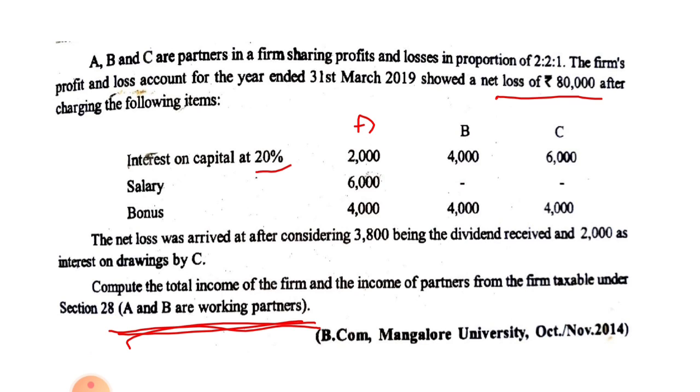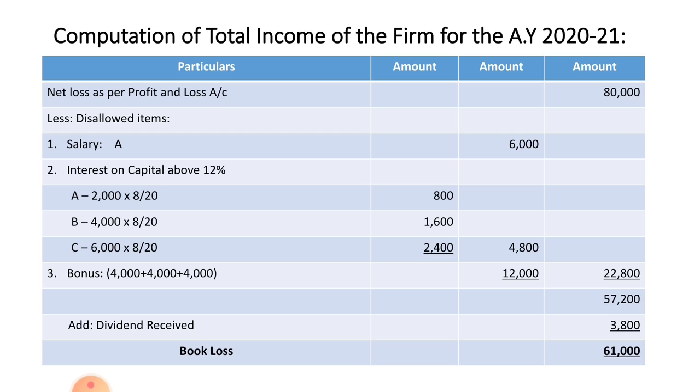and 2,000 as interest on drawings by C, which you should not consider. Next, compute the total income of the firm and the income of partners from the firm taxable under section 28. A and B are working partners. Here income of individual you have to calculate also. Let us solve the problem.